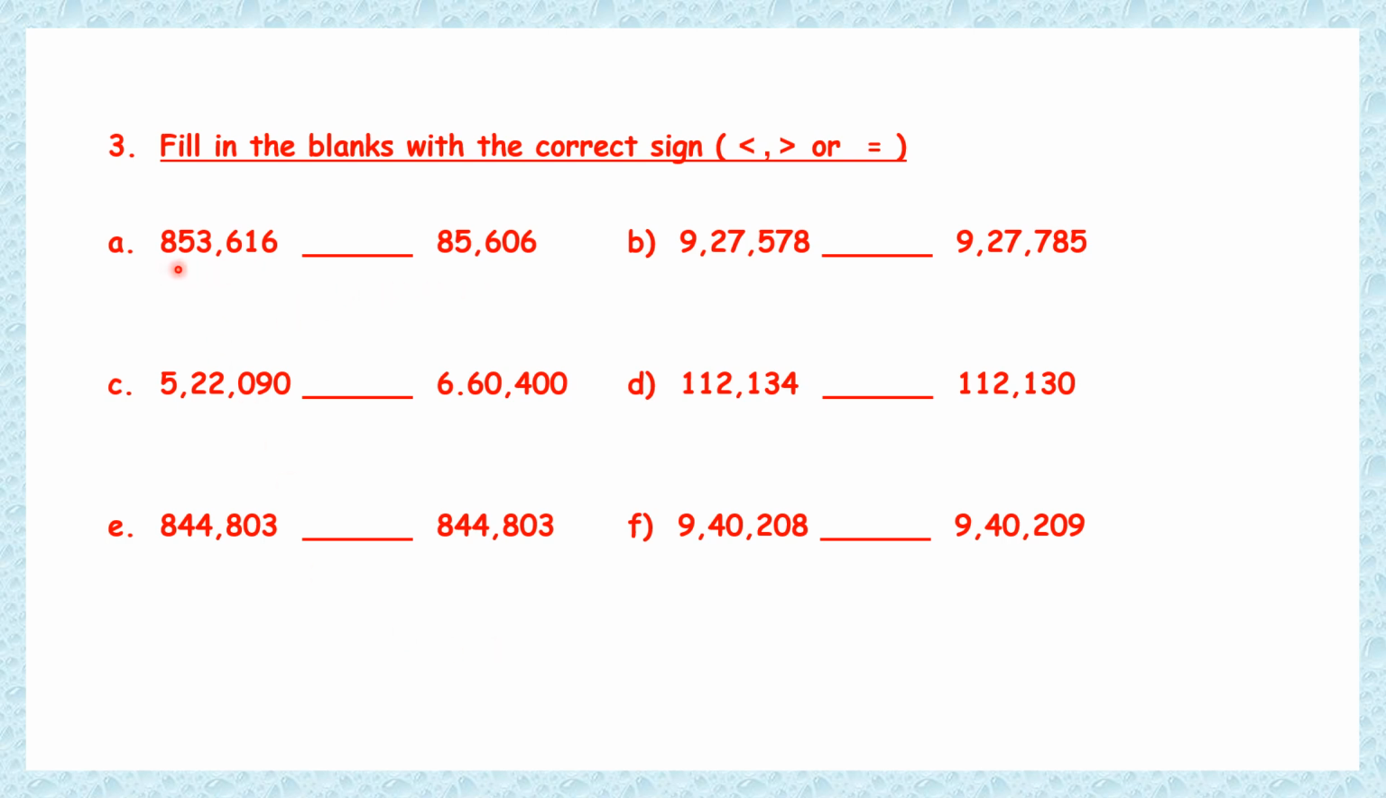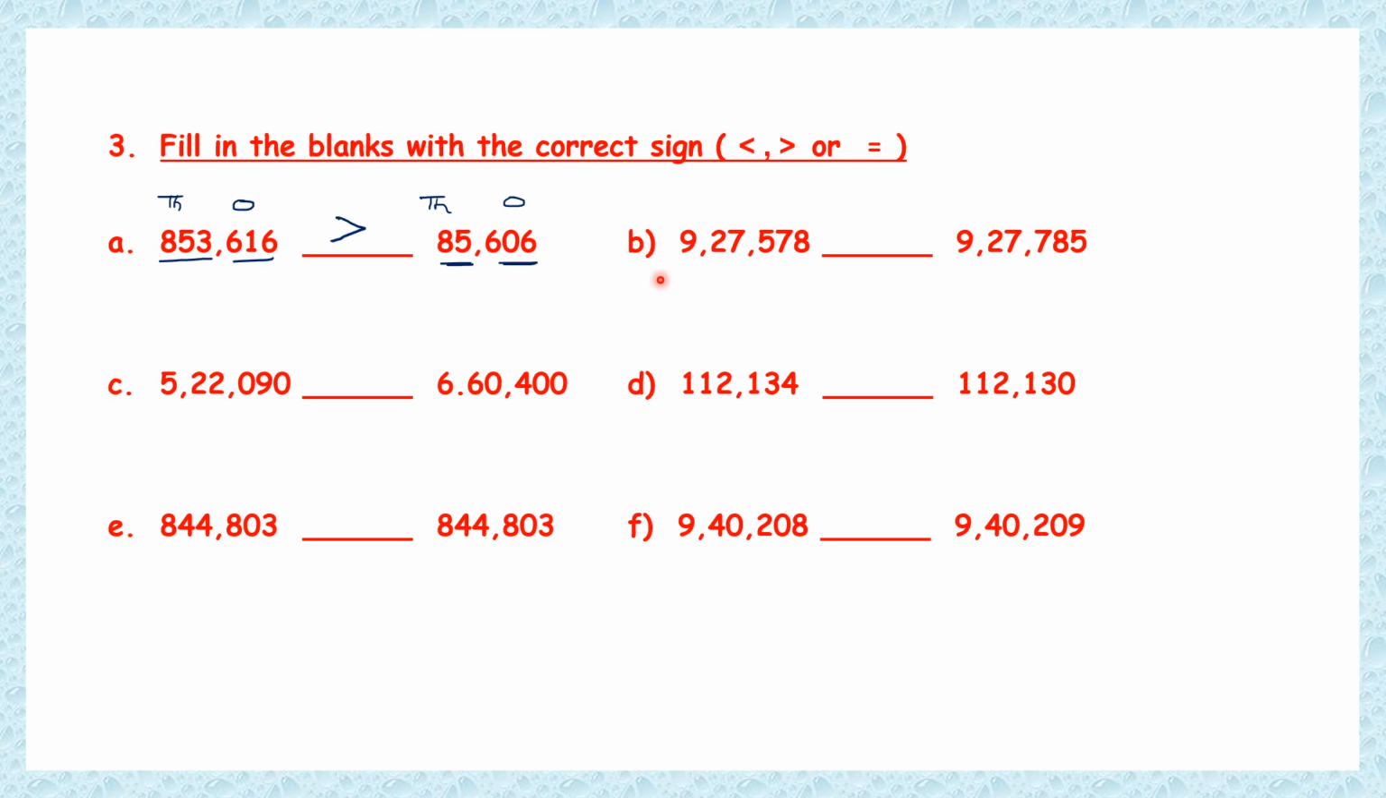So here we have, as you can see, 2 periods. There's a comma here dividing the 6-digit number into 2 periods. So this will come under the thousands period and this is the ones period. Now this side also we have 2 periods. Let's read the number. 853,616, 85,606. As you can see, this is a 6-digit number and this is a 5-digit number. So the 6-digit number is definitely greater than the 5-digit number. So we put our sign opening towards the greater number.